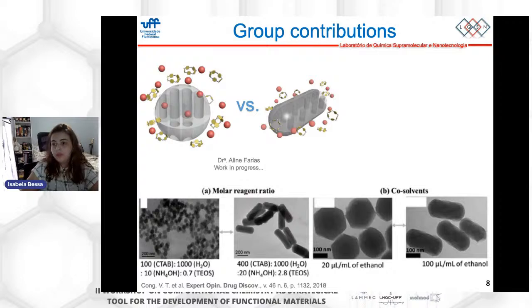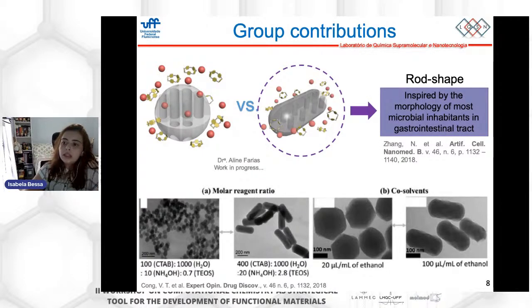In literature, there are some studies showing that the morphology could influence the cell diffusion. So, inspired by the microbioinhibitant, rod-shaped morphologies have been explored in this area. Since we had a great result in the last paper, as shown before, we are now working on two different nanovalves with different morphologies. This work, Aline is working on that.